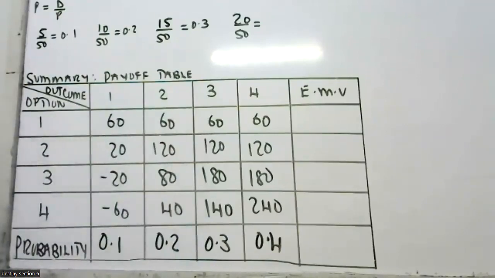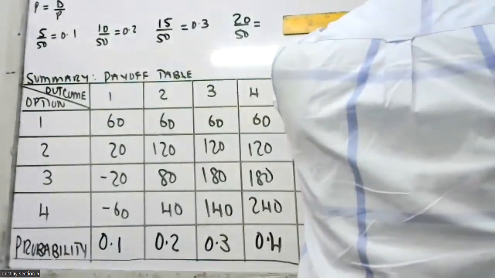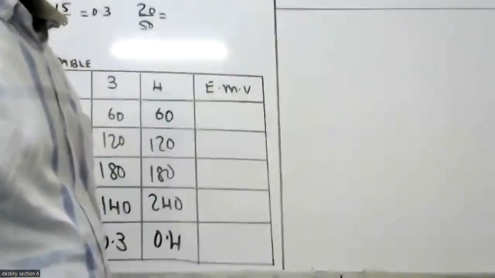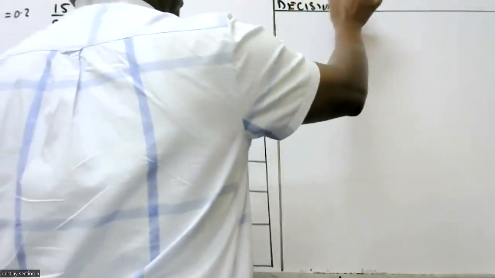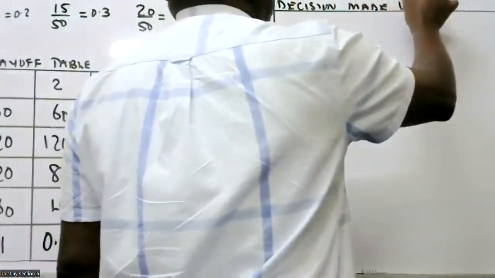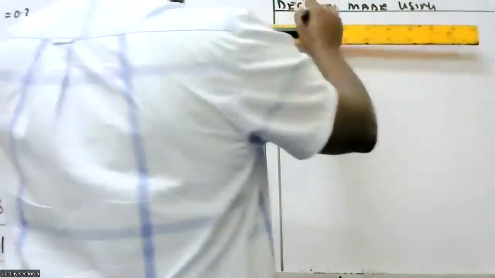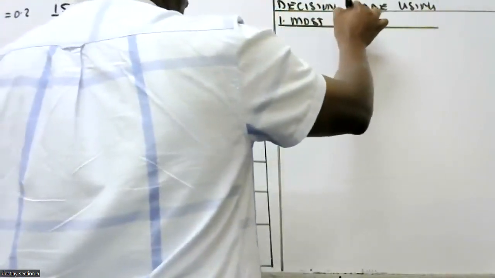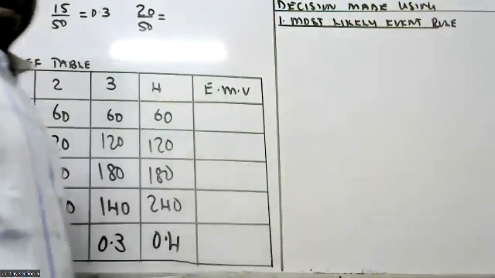When you have that data, it is now time to make the decision. And now you write: decision made using. There are so many rules. So number one is called the most likely event rule.